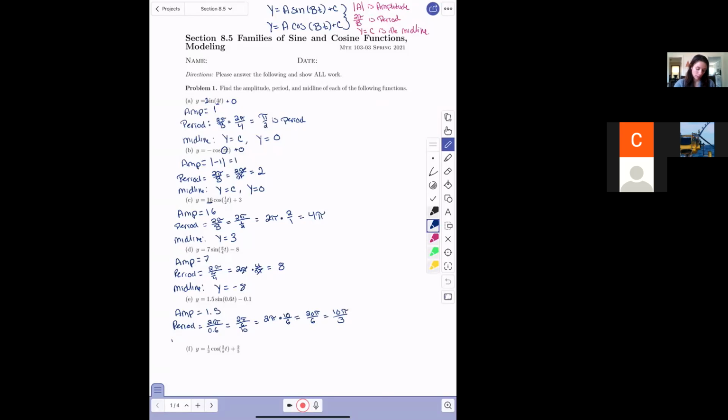Lastly, we have the midline, if there's no questions. For E, the midline for E is what? Y equals? -0.1. Careful, we have a negative here, so it's going to be negative 0.1.